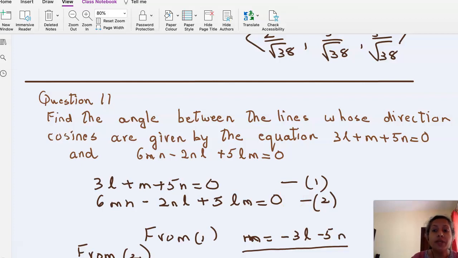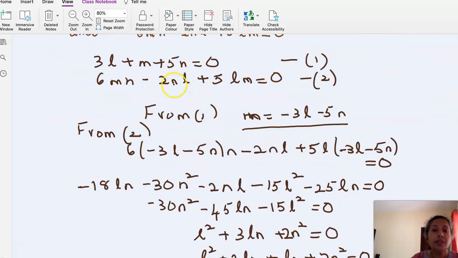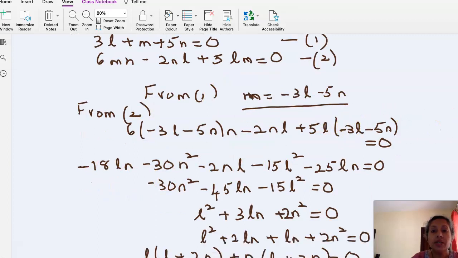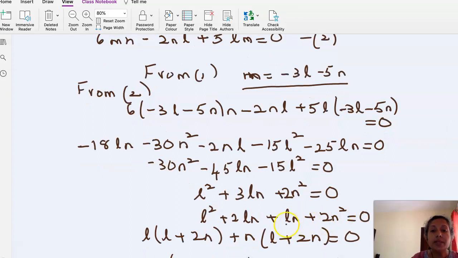So from 1 we can write m as -3l - 5n and substitute in 2. So you get 6 times (-3l - 5n) into n, minus 2nl plus 5l times (-3l - 5n) equal to 0. Simplifying, you get -30n² - 45ln - 15l² = 0. Divide by 15, so you get l² + 3ln + 2n² = 0.